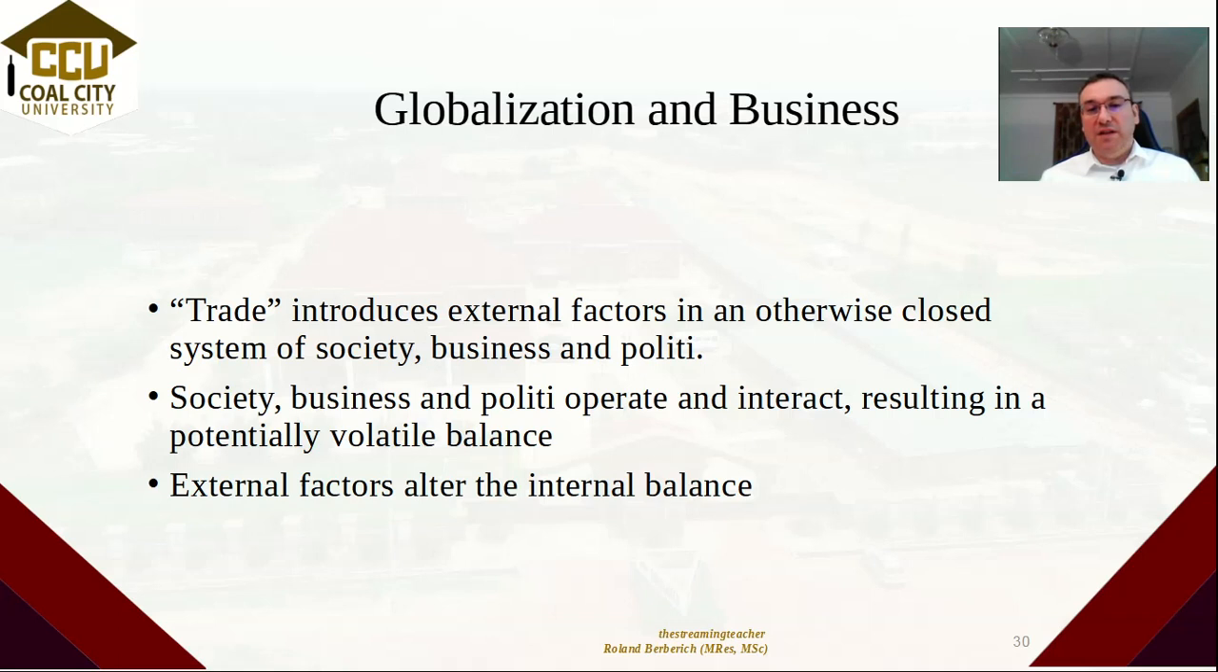This can significantly alter the balance of trade of society, business, and politics. Society, business, and politics operate and interact with one another, which is a delicate balance in the absence of trade, but even more volatile when external influences are coming into consideration.